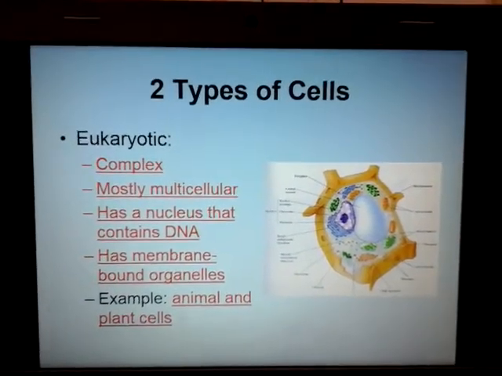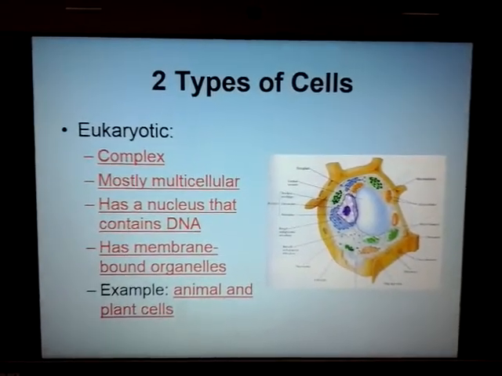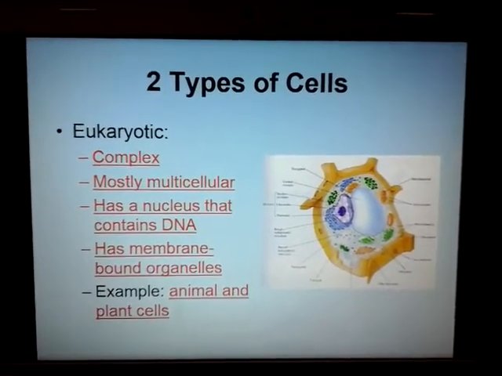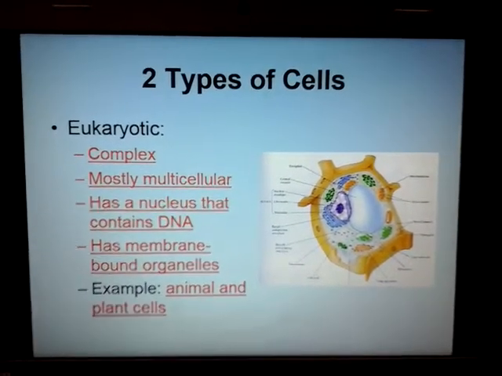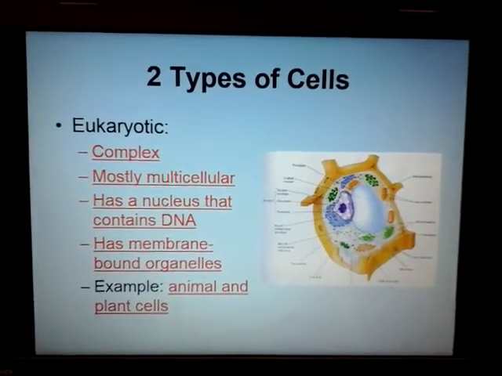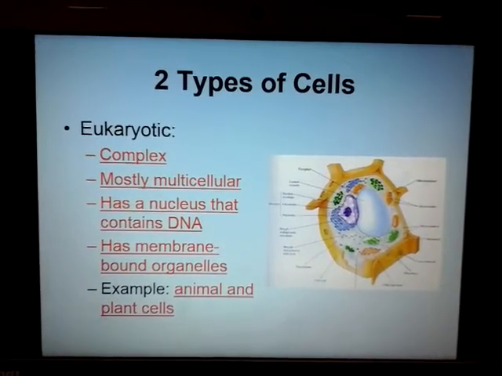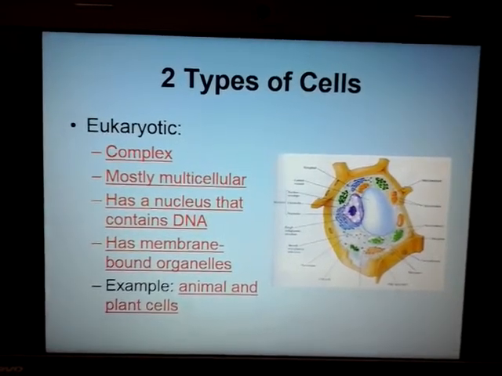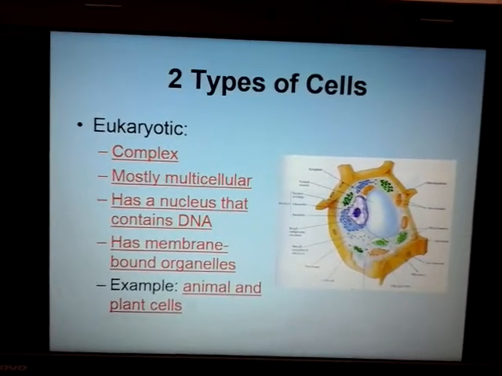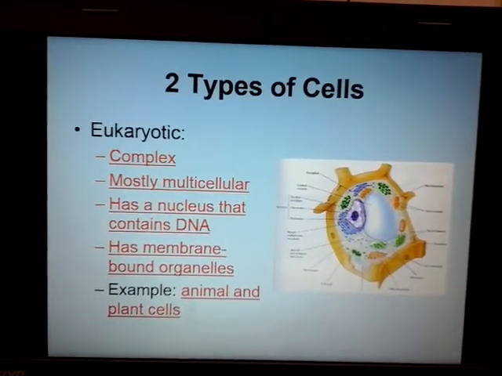So this would be like a motorcycle. Bacteria would be like a bicycle, not a lot of parts. Eukaryotes would be like a motorcycle. They do have a lot of parts, and those parts have to work together. Most eukaryotes are multicellular, not all of them. There are some unicellular algae. There are some unicellular fungus, which you know of as yeast, but most eukaryotes are multicellular.